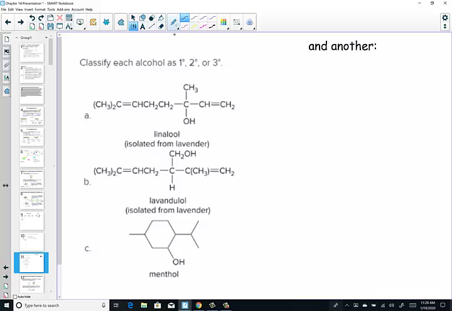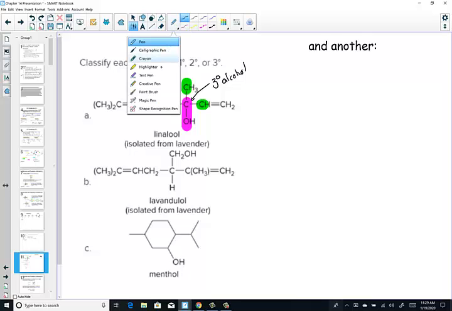Here I have an example where I'm noticing the OH here. That particular carbon, the carbon of interest, is bonded to how many other carbons? I can see it's attached to 1, 2, 3 other carbons. So therefore, this carbon creates a tertiary alcohol. It is attached to 3 other carbons, a tertiary alcohol.